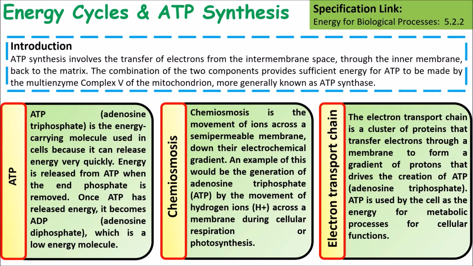So, ATP synthesis involves the transfer of electrons from the inner membrane space through an inner membrane back into the matrix. The combination of two components provides sufficient energy for ATP to be made by the multi-enzyme complex 5 in the mitochondria. This is more generally known as ATP synthase.